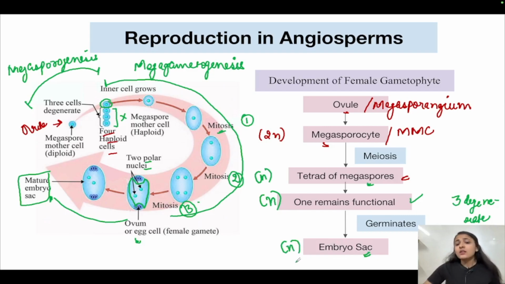So the embryo sac in its ploidy level, no matter how many cells it comprises, all of these cells are haploid only. Only the central cell comprises 2 nuclei, but each of those nuclei is also haploid. n plus n: this nucleus is also n, this nucleus is also n. The n plus n condition is present in the central cell. So the embryo sac is haploid only, and the egg cell, which is the female gamete, is obviously a haploid structure because it is formed from a haploid structure via mitosis, and that haploid structure was the megaspore.